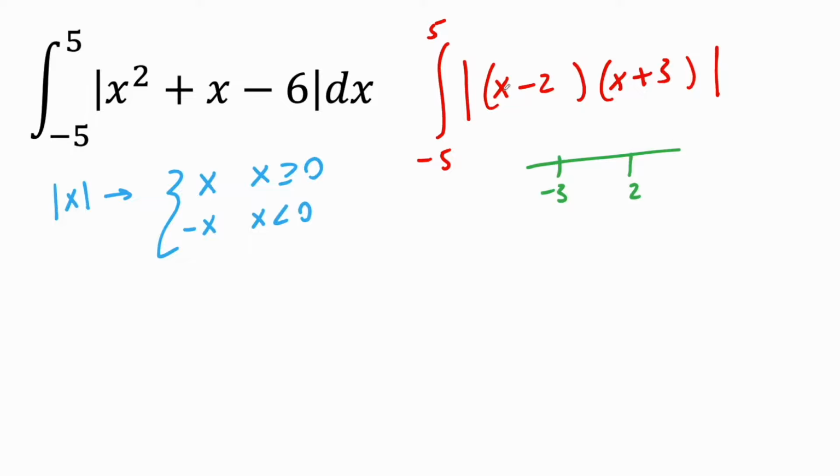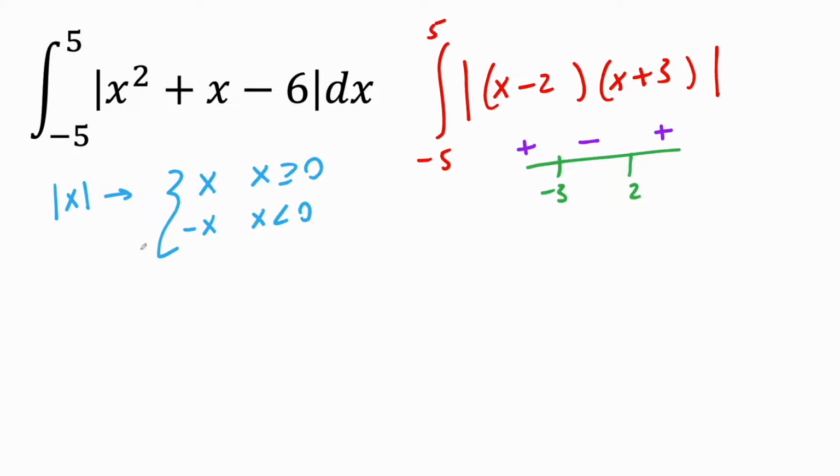If I plug in a -4, -4 minus 2 is -6. And -4 plus 3 is -1. -6 times -1 is a positive, so put a plus sign. Likewise, let's pick 0. 0 minus 2 is -2. -2 times 3 is -6, so it behaves negative here. And we can try 4. 4 minus 2 is 2. 4 plus 3 is 7. 2 times 7 is a positive number.